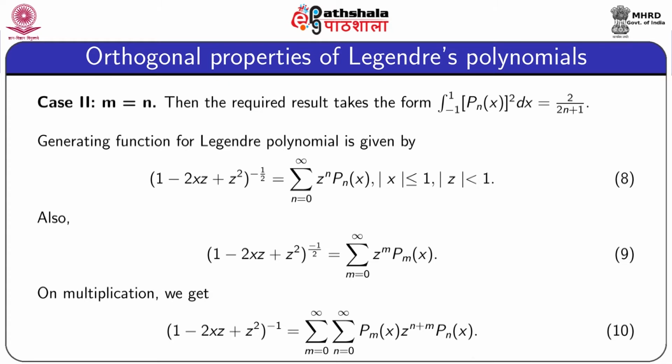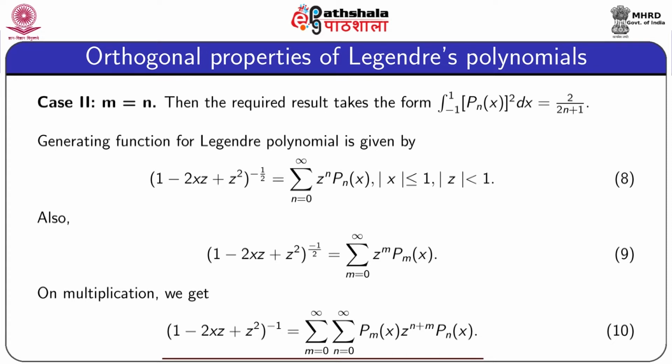We next go to case 2 where m is equal to n. We need to prove the result that the integration from -1 to +1 of [Pn(x)]² dx is equal to 2 by (2n+1). Please recall the generating function for Legendre's polynomial, which is given by expression number 8, which is true for n. Replacing n by m, we get expression number 9, which is same as 8, where your n is replaced by m.